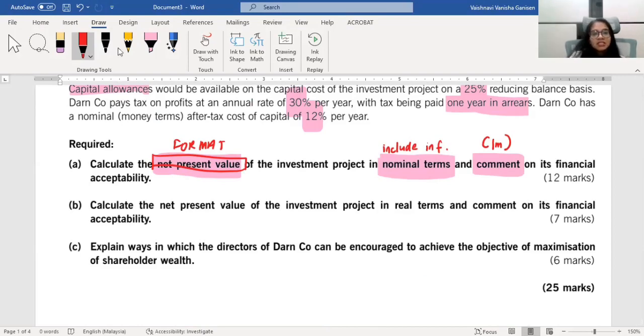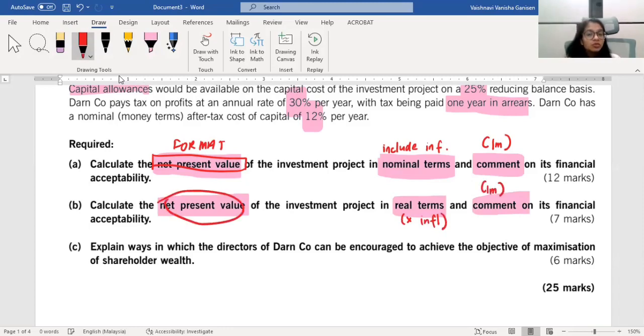The examiner asked you to calculate the net present value of the investment project in real terms and comment on the financial acceptability. So guys, when examiners say in real terms, what you need to do is no inflation. This gives you 1 mark. NPV, you know what to do. Okay, so let's proceed with the calculation of NPV in real terms for Danco.